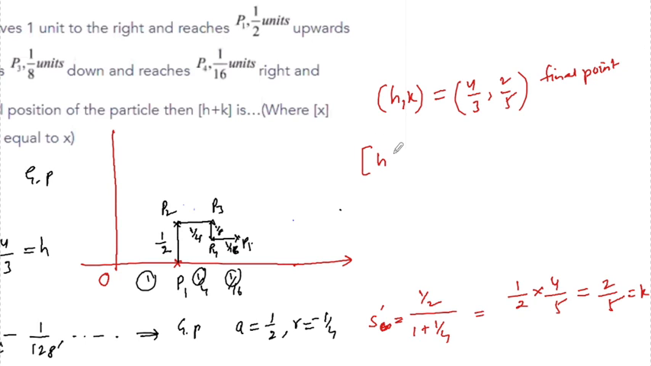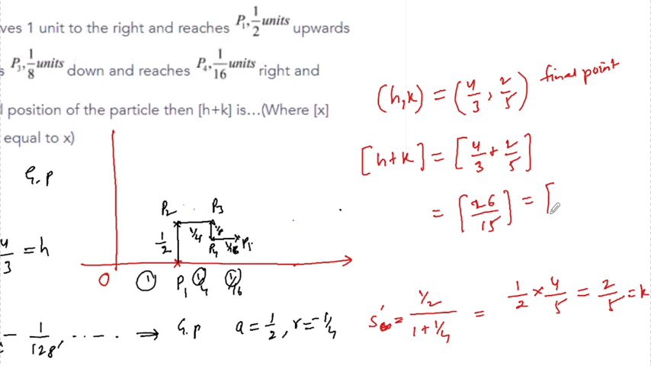And step of h plus k will be equal to step of 4/3 plus 2/5, which equals 20 plus 6 over 15, that is 26/15, and this is 1 plus 11/15. 11/15 is less than 1, and this is 1 plus, so step of 1 point something is 1. So we can give the answer as 1. So this is the answer.